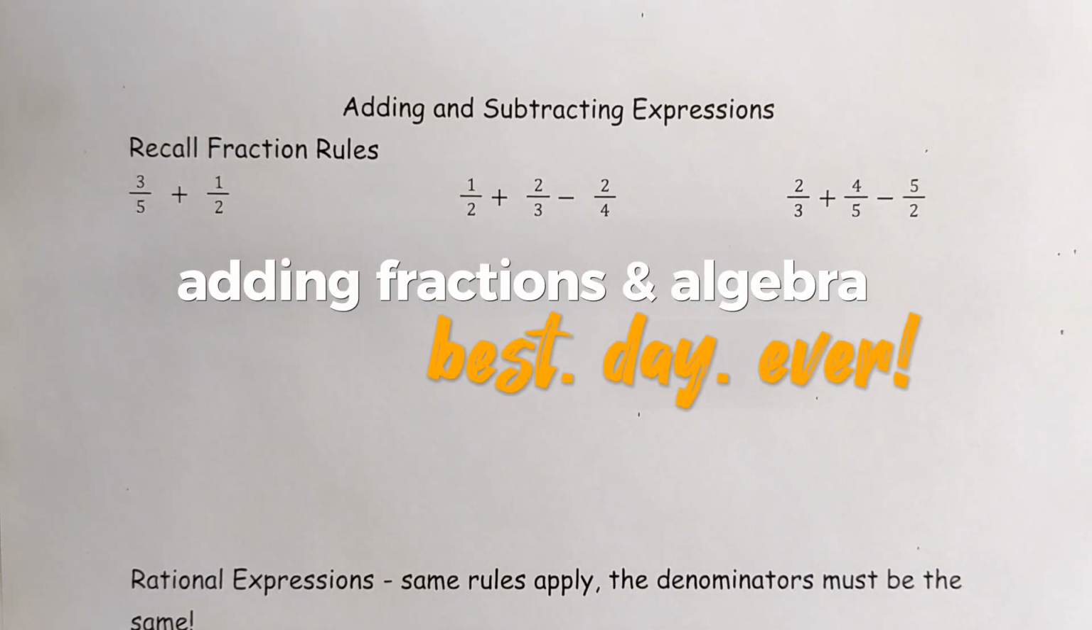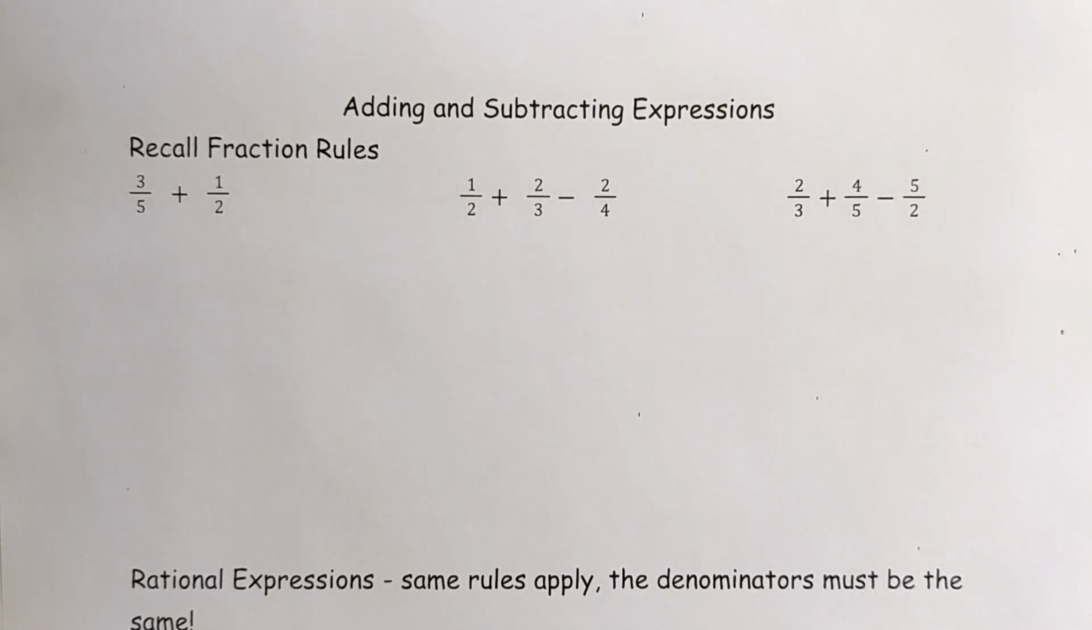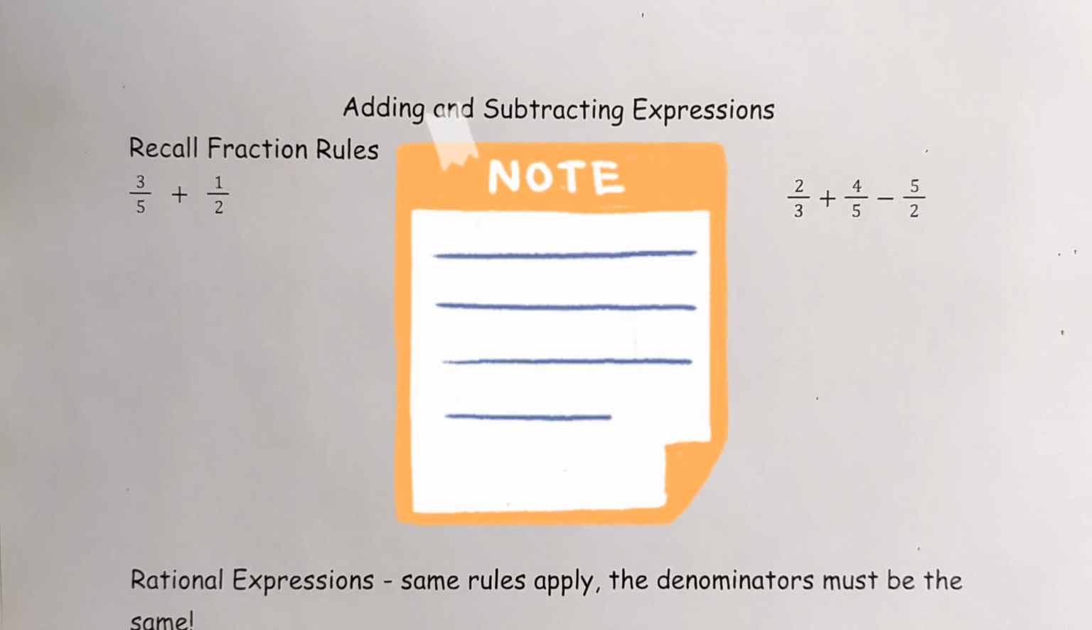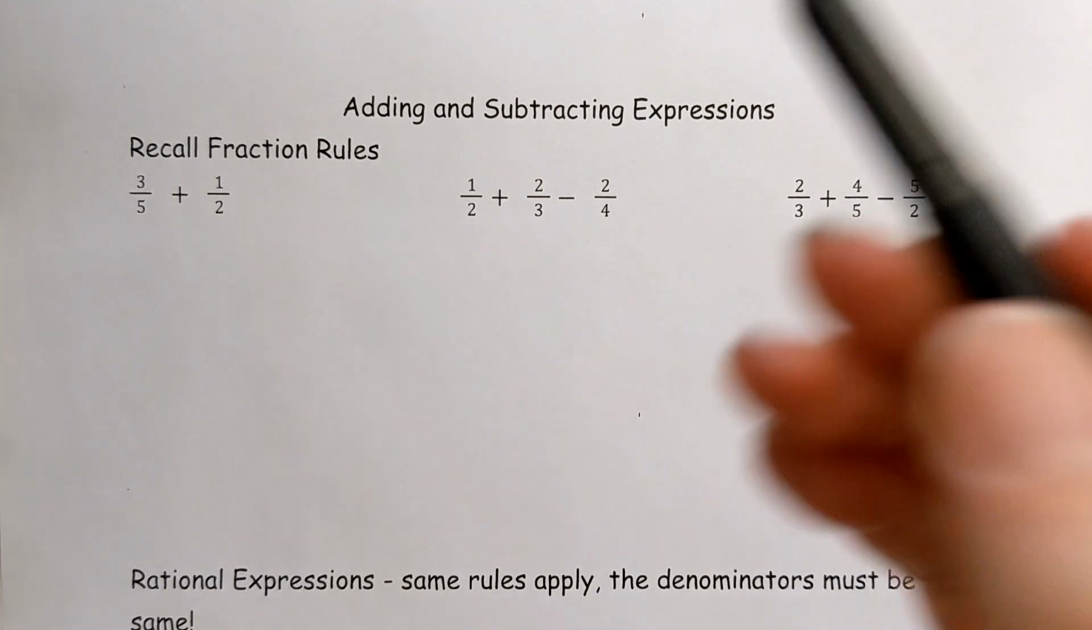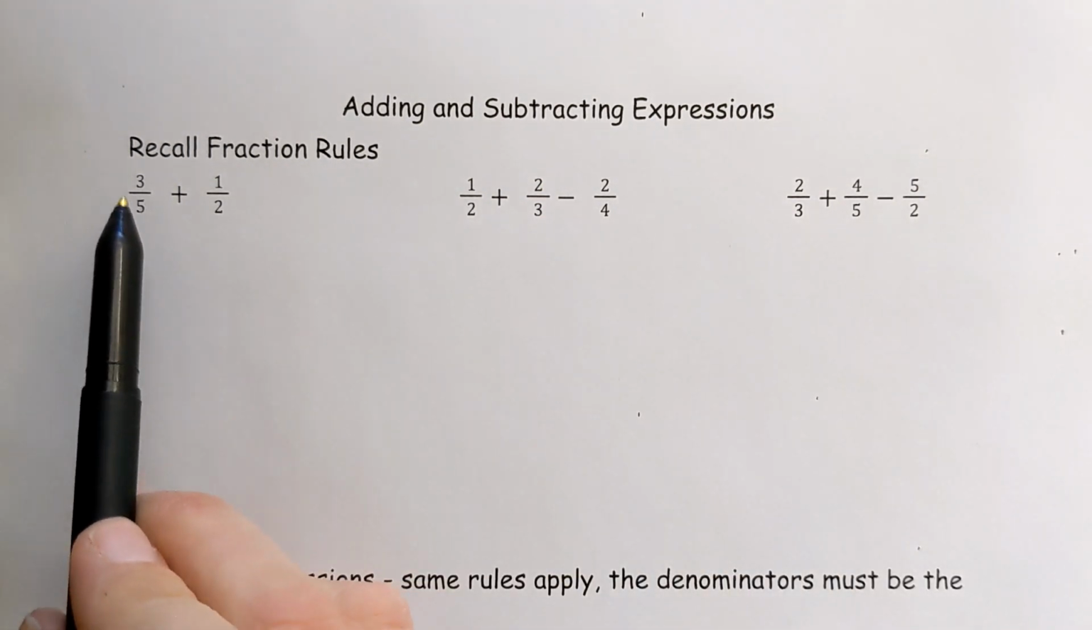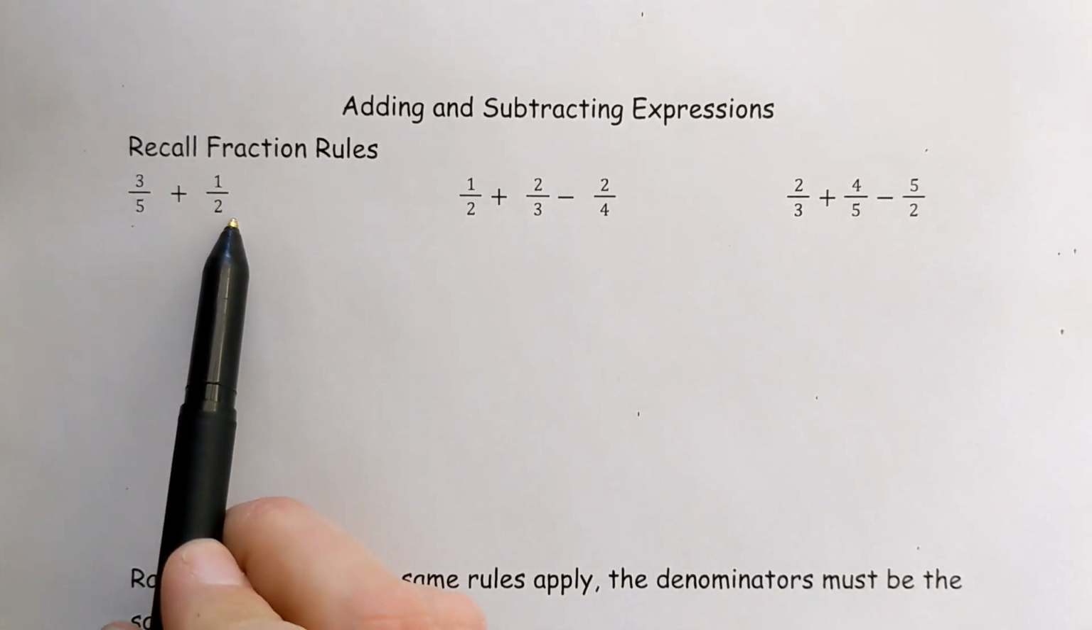Before we get into adding and subtracting expressions, we're just going to remind ourselves the rules for adding and subtracting regular fractions. So we don't have to worry about these things when we're multiplying and dividing, but if you're going to add fractions, you have to have a common denominator, which just means the denominator has to be exactly the same. So if we look at this first example, we have 3 over 5 plus 1 over 2.